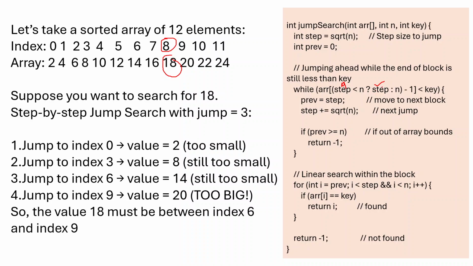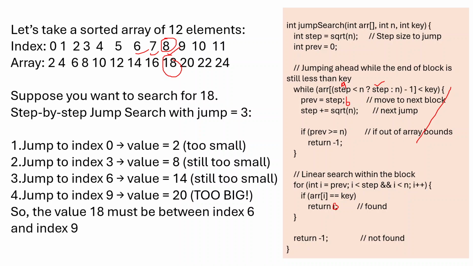This condition gets failed, because I'm searching for lesser than key, not lesser than or equal to. In the array of 8 only I have the value 18. So this block gets failed, then it will come over here. Previously, I is equal to previous, that means previous was 6. So from 6 onwards, it will perform linear search. Is array of 6 equal to key? No. Array of 7 equal to key? No. Array of 8 equal to key? Yes. Then it will return the I value.